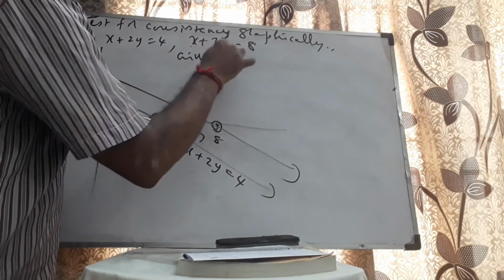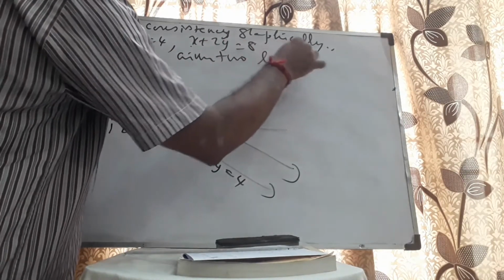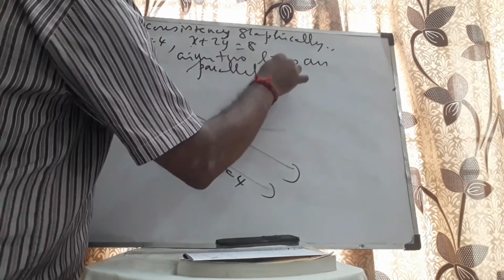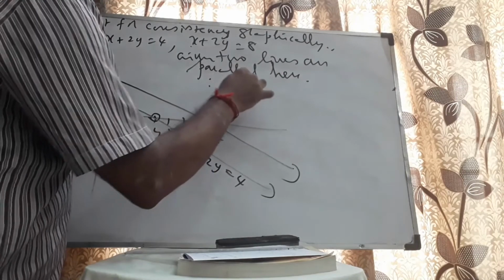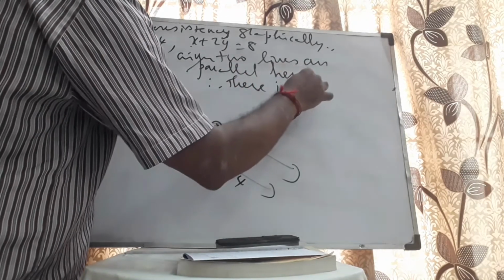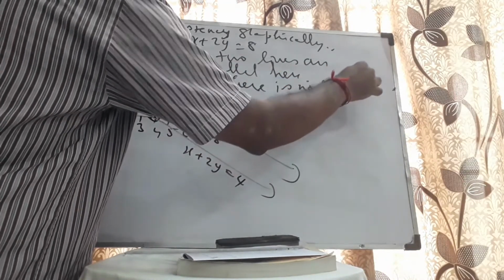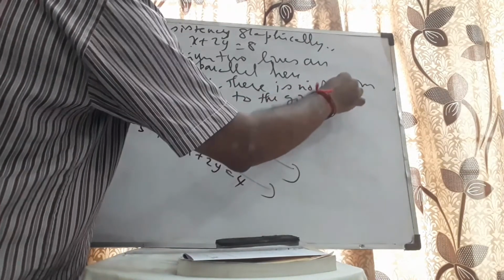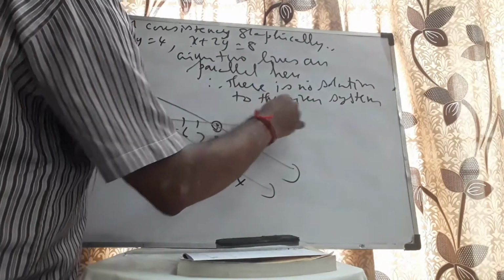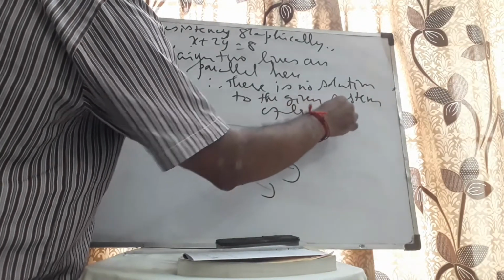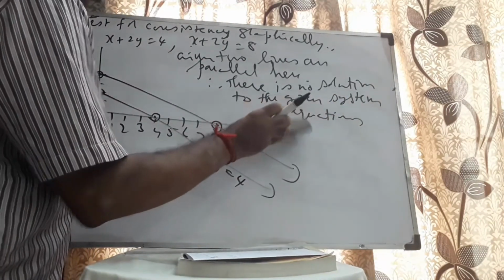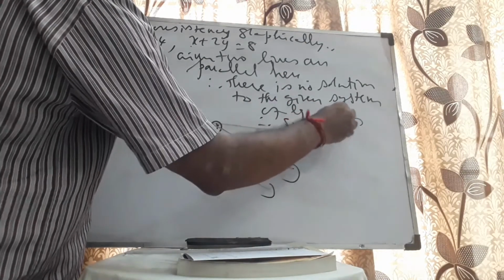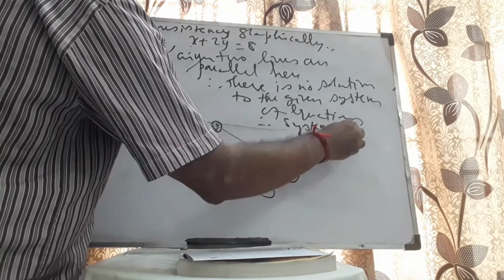Given two lines are parallel here. Therefore, there is no solution to the given system of equations. Therefore, the system is inconsistent.